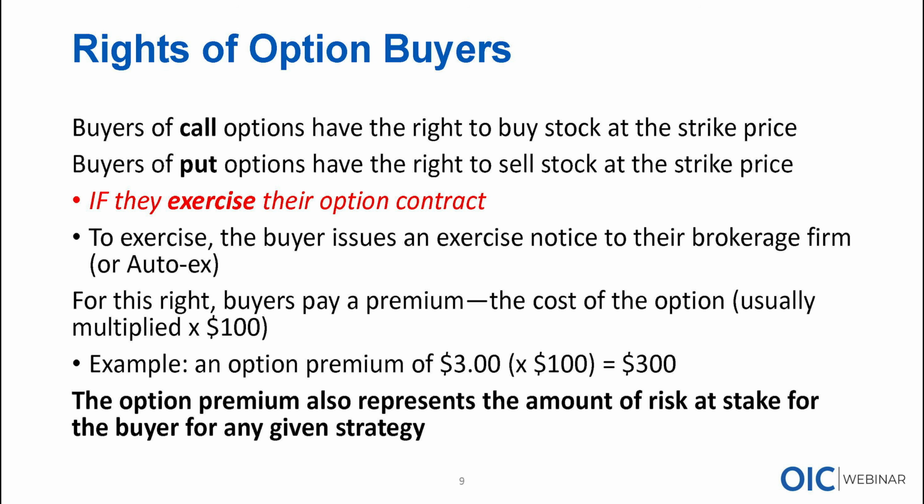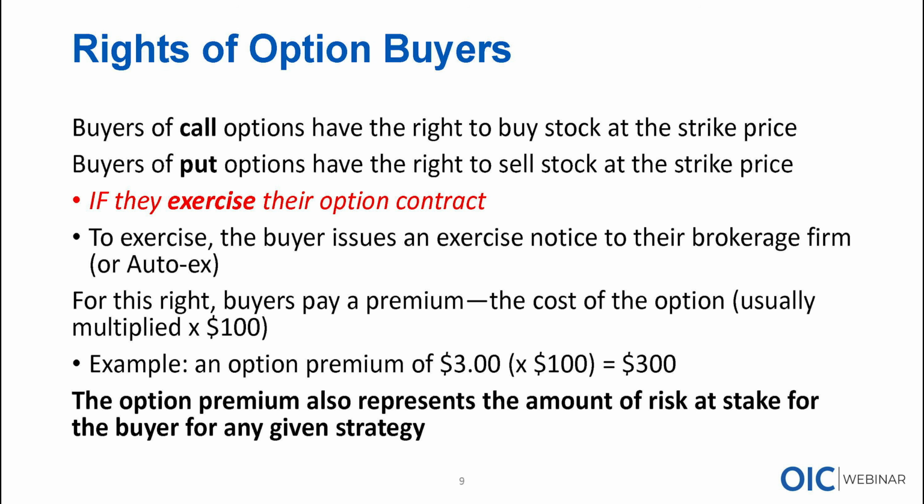If the buyer wishes to exercise their contract, they're simply going to issue their broker an exercise notice. Basically, they're going to tell their broker, I want to exercise the contract. I want to enforce the terms of this contract, which is really what exercise is for the buyer. They want to exercise their right to buy those shares. In the case of a put, they want to exercise their right to sell those shares.